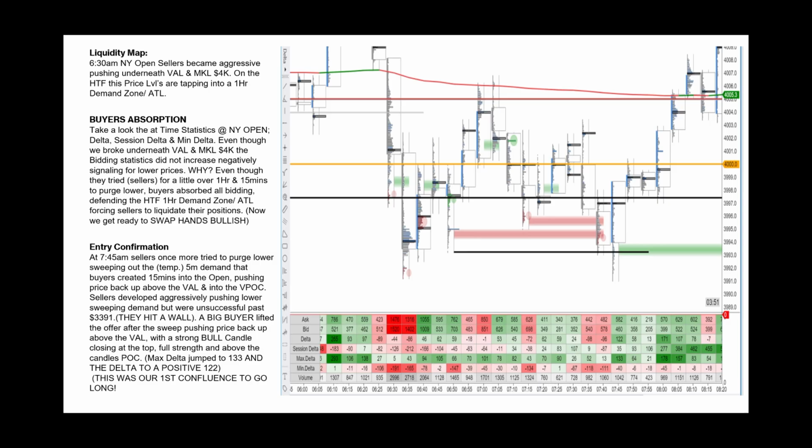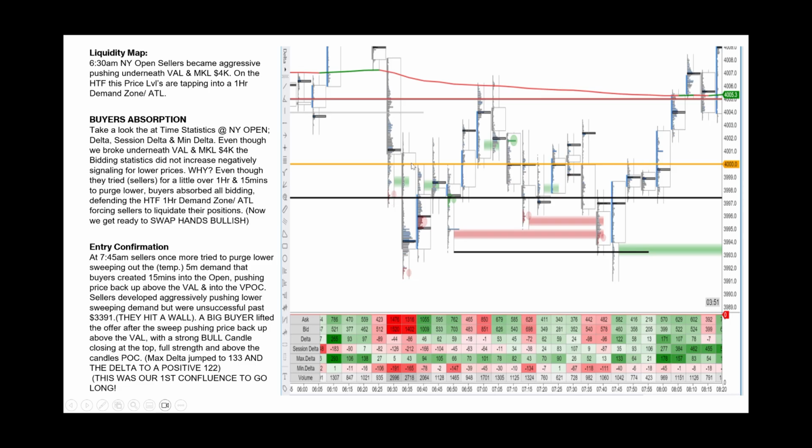So the liquidity map. At 6:30 a.m., New York opens. Sellers became aggressive, pushing underneath value area low and major key level 4K. On the higher time frame, these price levels are tapping into a 1 hour demand zone slash ascending trend line. As you can see, these red dots are big sellers hitting the ask, looking aggressively to push price lower.